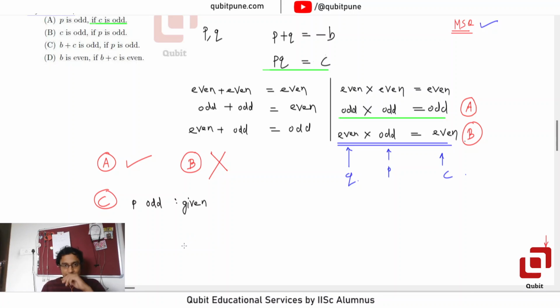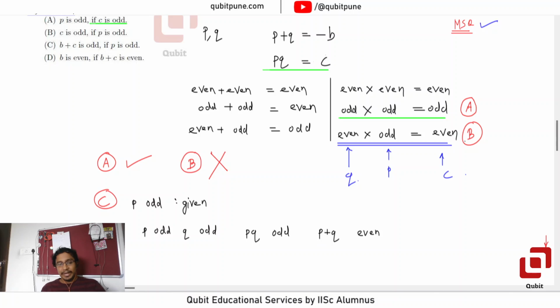Now look, we need to consider two possibilities here. Okay, possibility 1, P odd, Q odd. If we consider both P and Q to be odd, what can we say about the product? Product will be odd. What will be the sum? Sum will be even, odd plus odd is even.